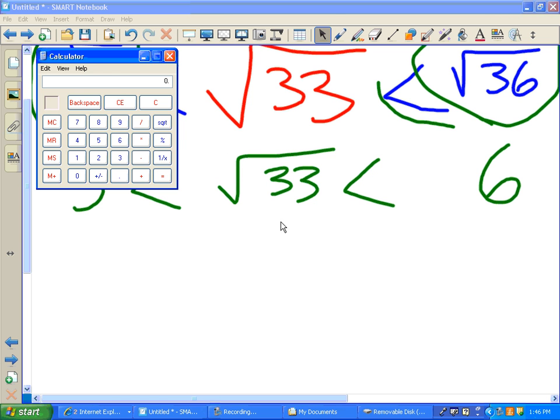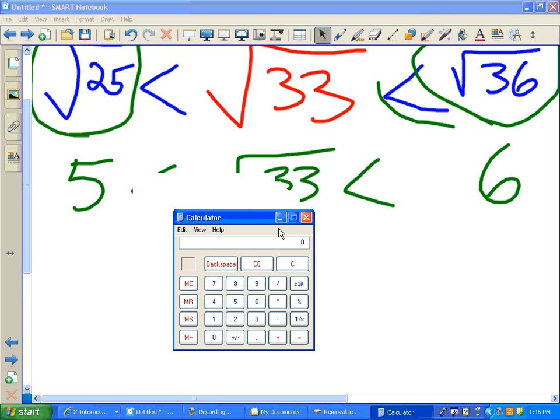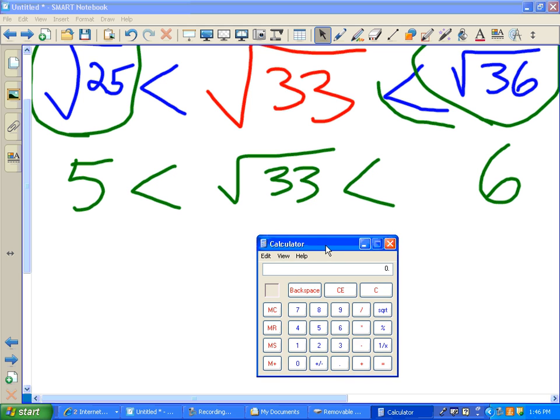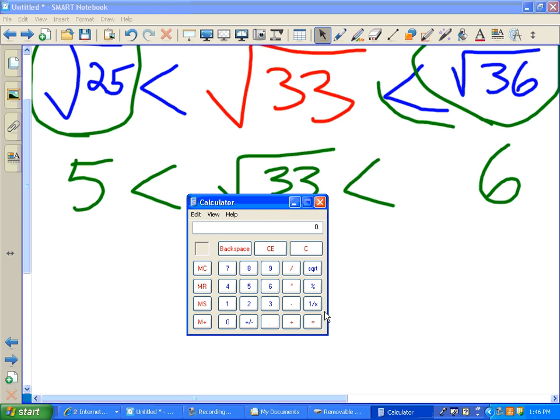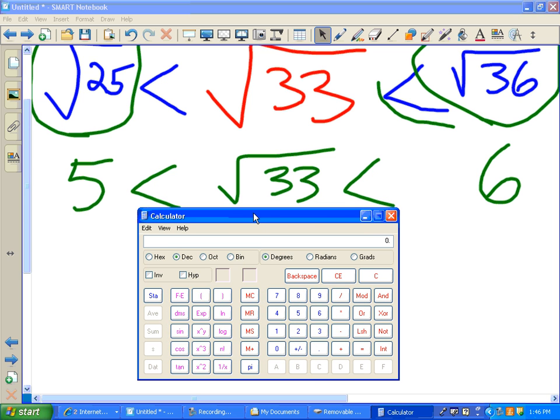So I'll take out my calculator, and I want to find out what times what will give me 33. And of course this calculator doesn't have it on there. Let me see if I can get, there we go. Now, we're going to find out what's the root of 33. So where's 33? There we go. And I want to find out what the root of that is.